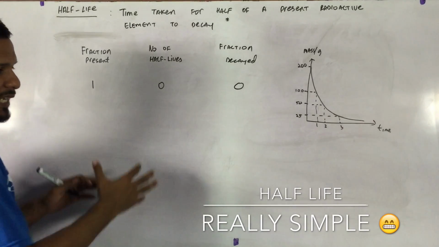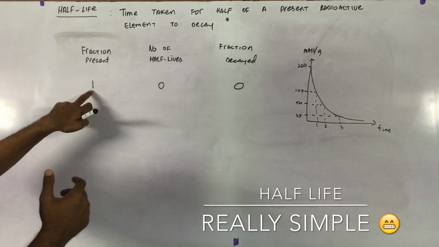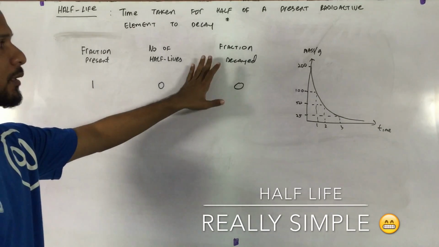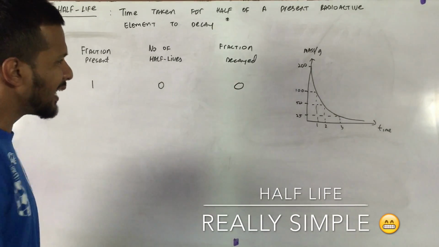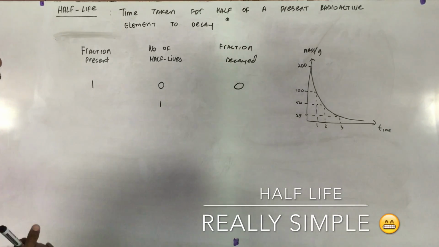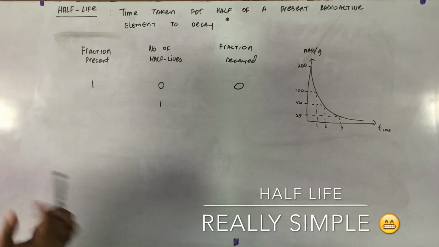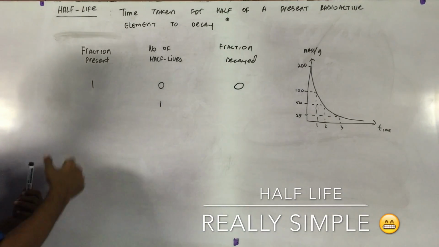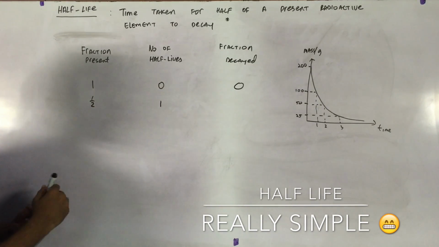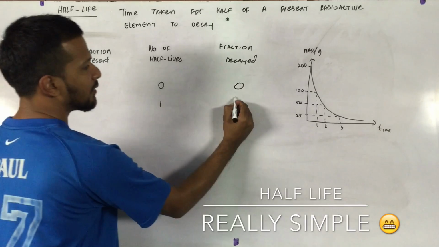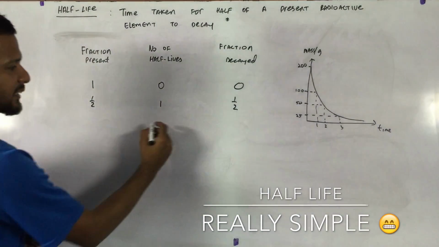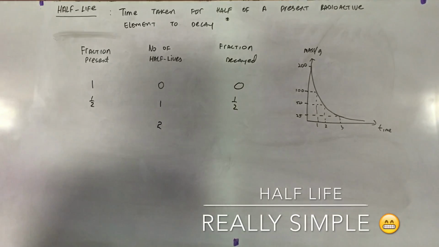So, let's say we started off with a whole, right? One whole. So, on 0 half-lives, we have a whole, and the amount decayed is 0. Let's say 1 half-life went. After 1 half-life, what you would observe is that half of what you have would have decayed. So, half would have decayed, so it means you're left with a half. That's okay? And next half-life, what would have happened?